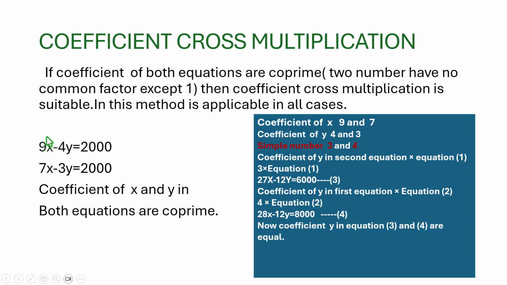If the coefficients of the variable are co-prime, then consider them as simple numbers. The coefficient of y in the second equation is multiplied into the first equation, and the coefficient of y in the first equation into the second equation. Now the coefficient of y in both equations are equal, so y can be eliminated. This is the coefficient cross multiplication.